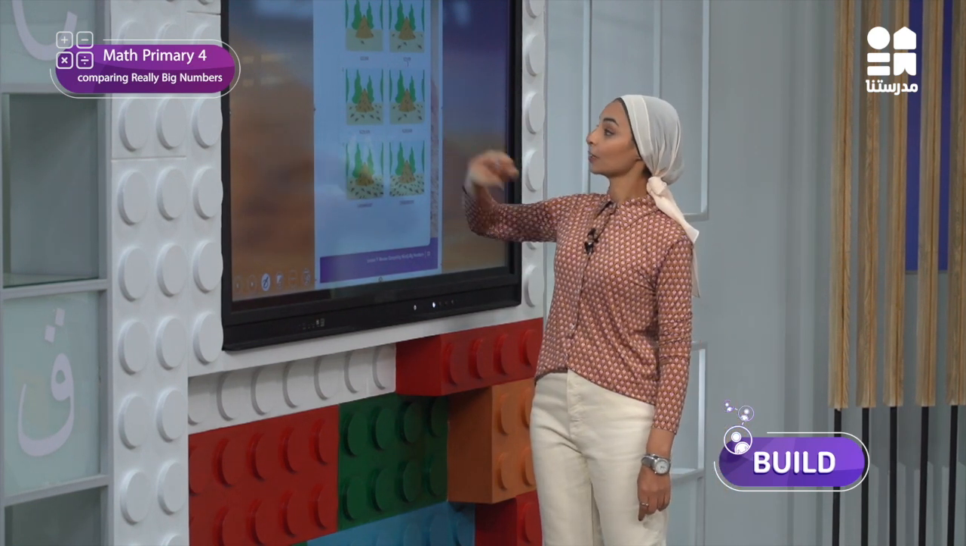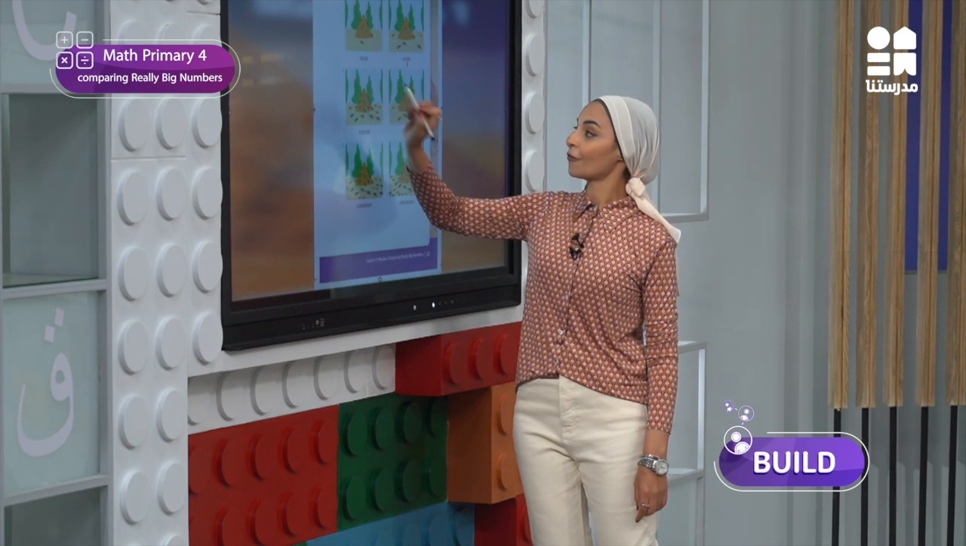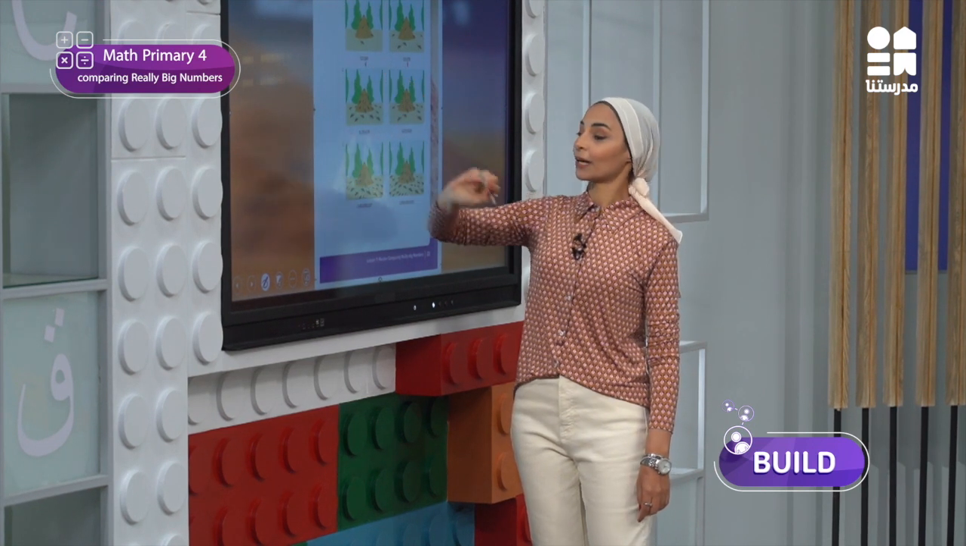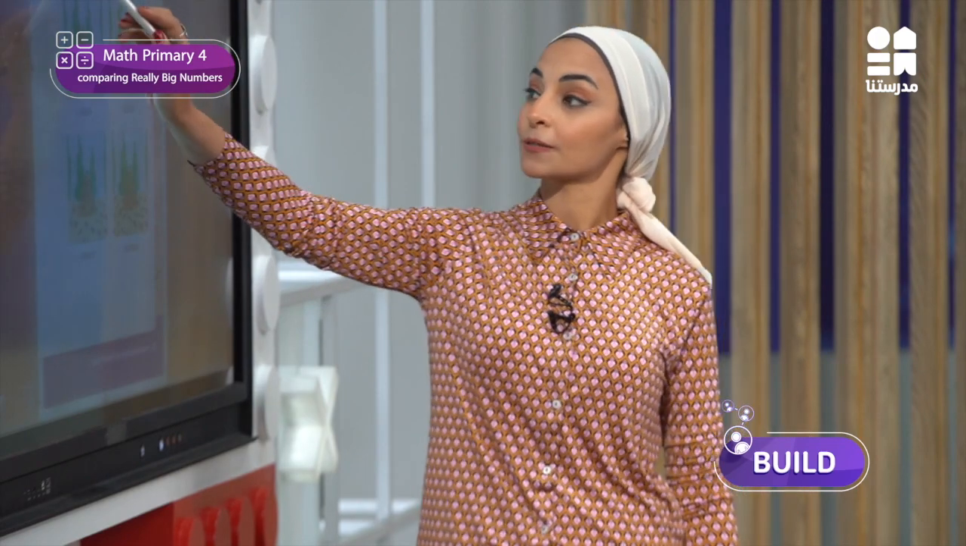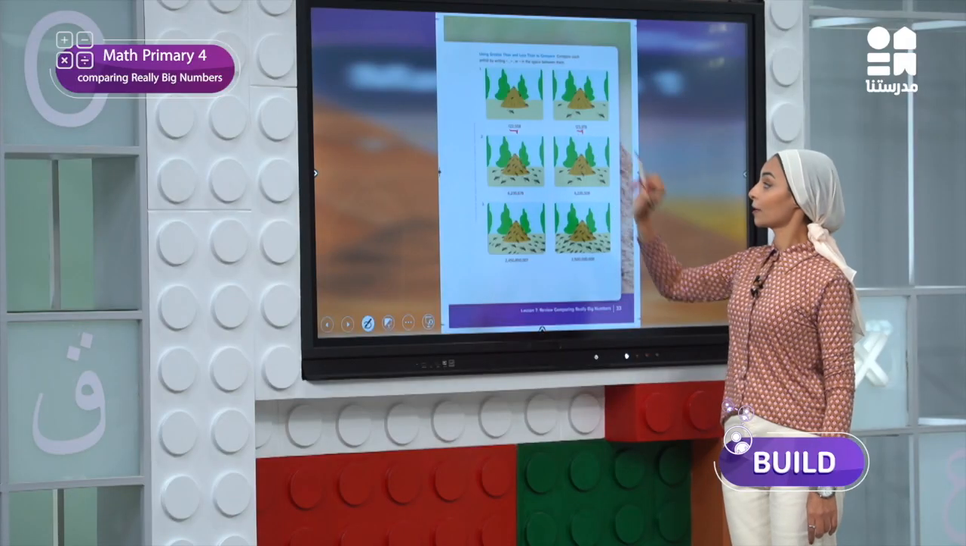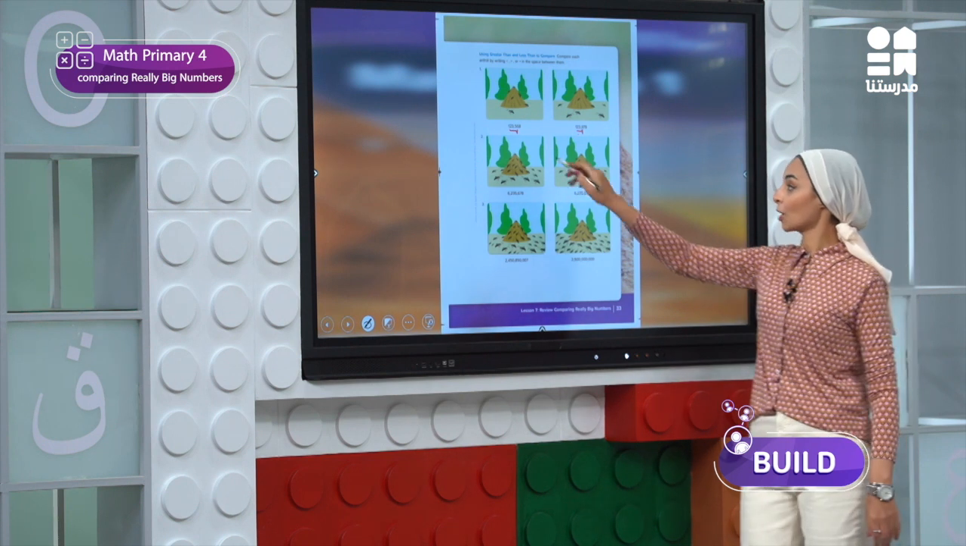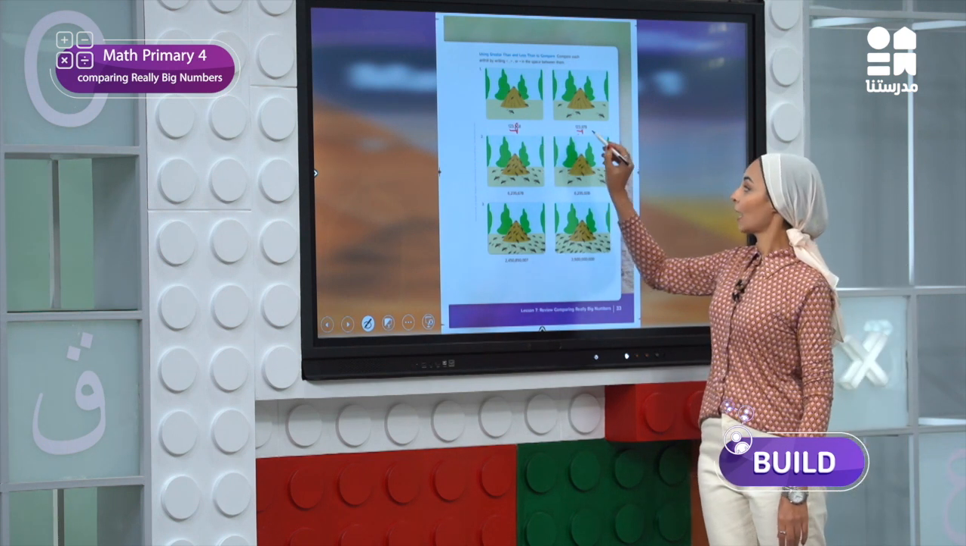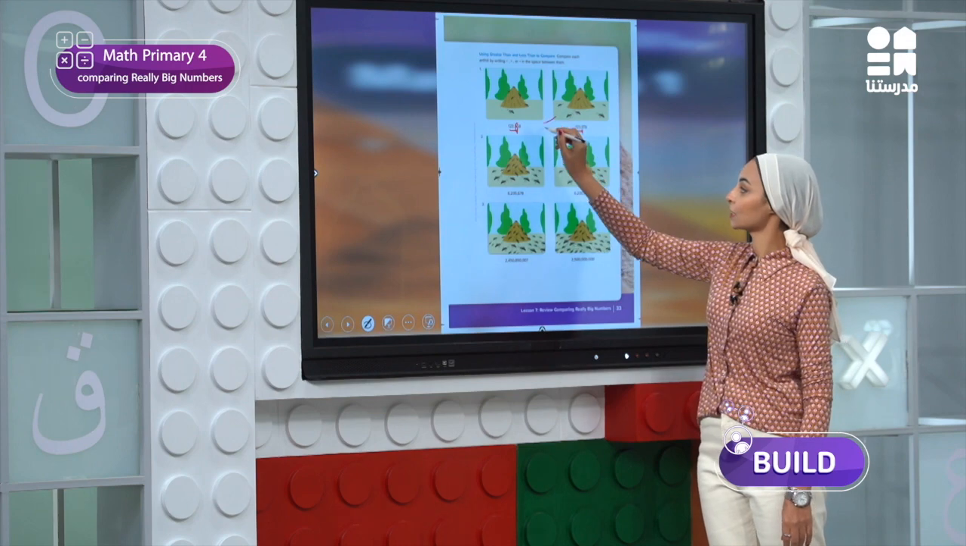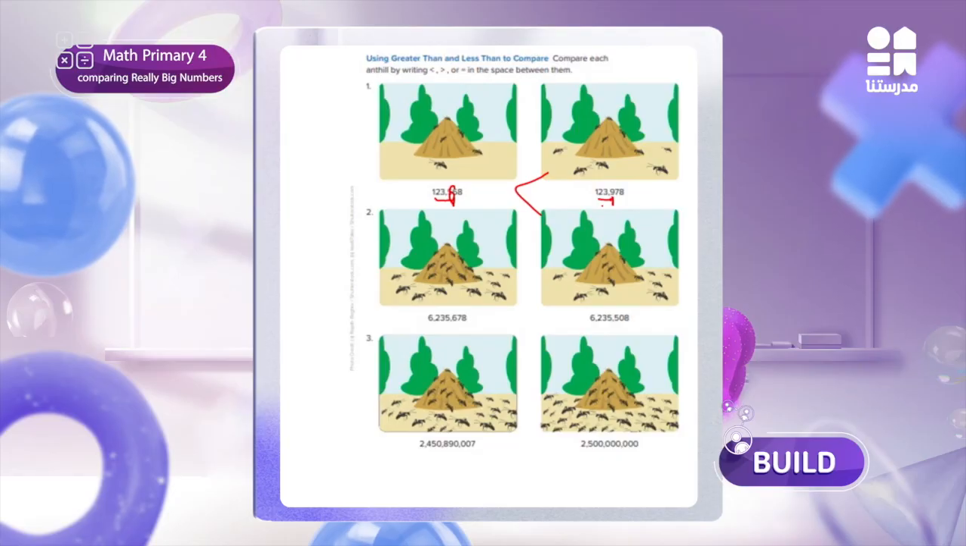Here I have 9 in the hundreds and here I have 5 in the hundreds. Why did I look at the hundreds? Because the thousands here are the same. For 2 numbers, the thousands are the same, okay? So I will move to the hundreds. 500 and 900, of course, 900 is bigger. So the second number is greater than the first number.